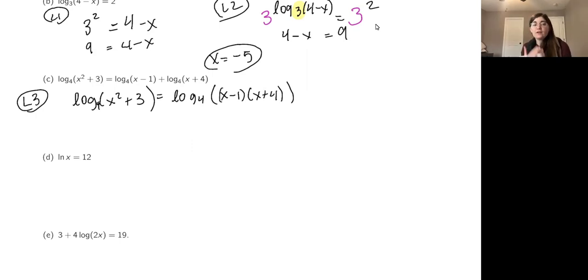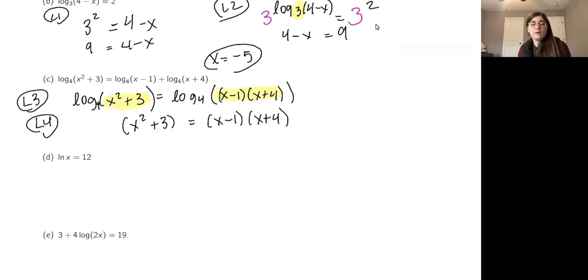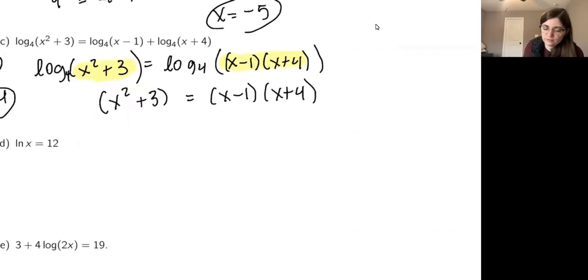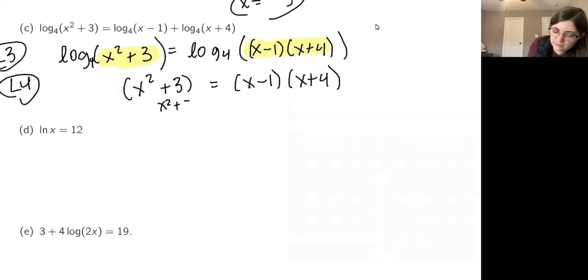Okay, well, now I have log base 4 of something equal to log base 4 of something. I have the same log bases equal, so I can now use L4 and equate the insides. What we are left with here is a quadratic equation. On the left-hand side, I have x squared. On the right-hand side, I'll have some x squareds when I FOIL that out. So let's work through that. On my left, I'll get x squared plus 3 equals, when I FOIL, an x squared and then a plus 4x and a minus x. So plus 3x minus 4.